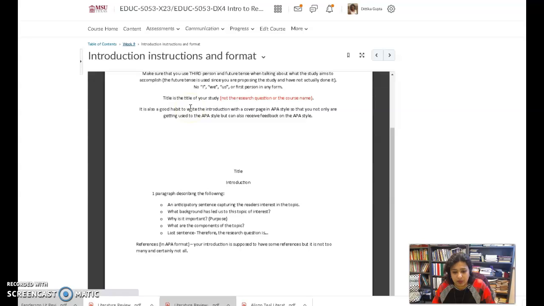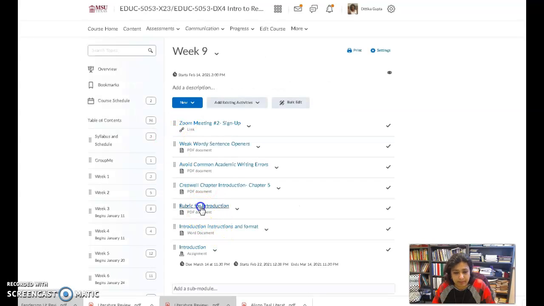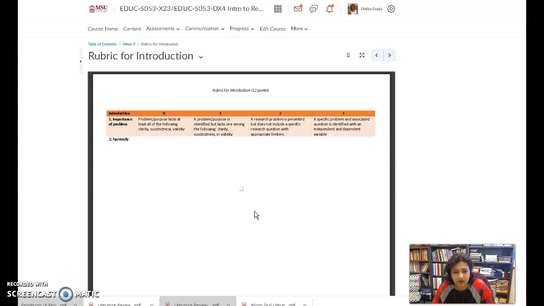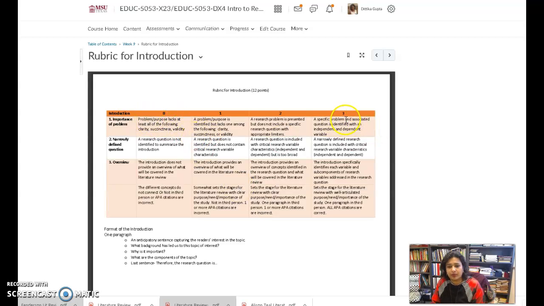So let's look at the rubric. For your rubric, I'm only going to read the maximum points. You have a specific problem and associated question which is identified by independent and dependent variables. So your question itself will give you the independent and dependent variable, or you can actually write a question like, this study is aimed at examining this on this. A narrowly defined research question.